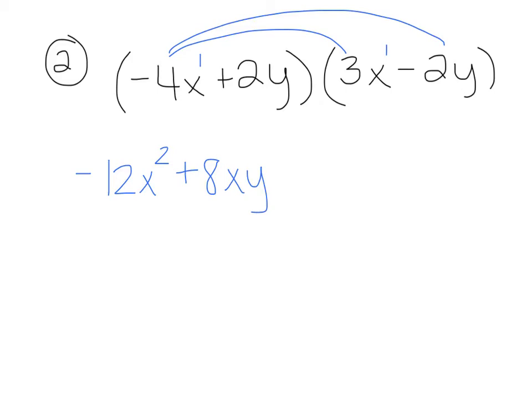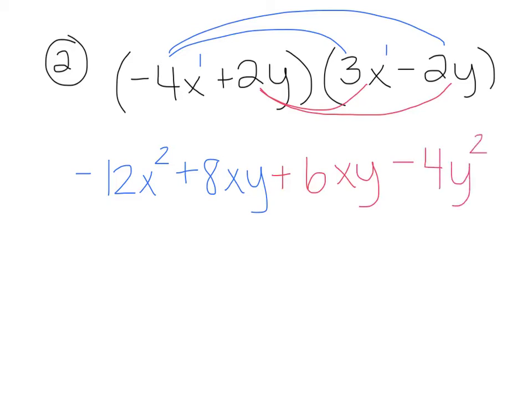Then we move to the 2y and multiply it by everything. So 2y times 3x gives you a positive 6xy, or yx, however you want to write it. And finally, 2y times negative 2y is a negative 4y squared. Remember, it's negative because this right here is just the same as plus a negative.